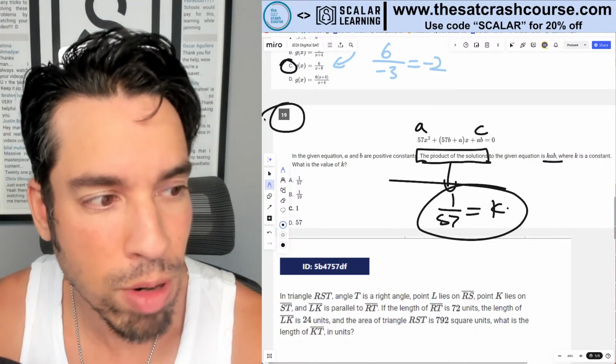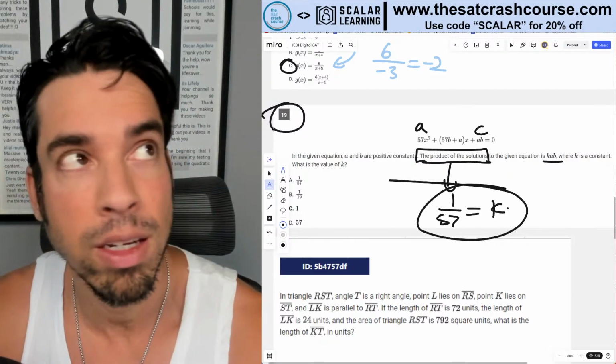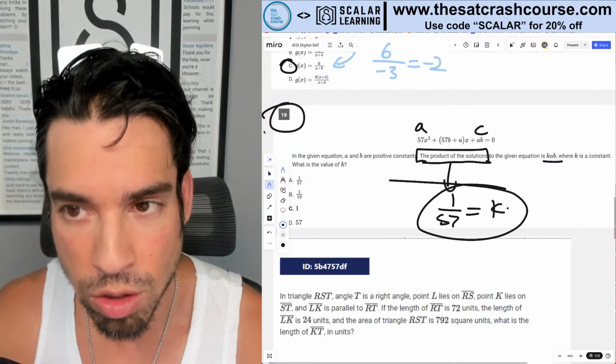This is a high-level problem. I believe this is number 19 on Mod 2. This is a difficult problem. I just solved it in maybe 10 seconds, knowing that shortcut, knowing that formula.